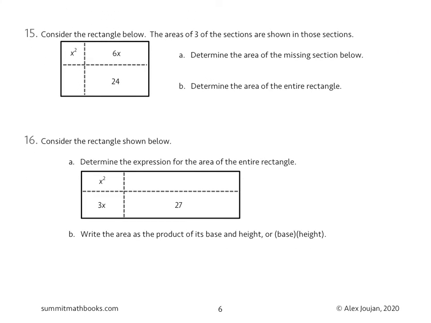15. Consider the rectangle below. The areas of 3 of the sections are shown in those sections. Part A. Determine the area of the missing section below. This section has an area of x squared. This section is 6x, this one is 24, and this is the one that we don't know.